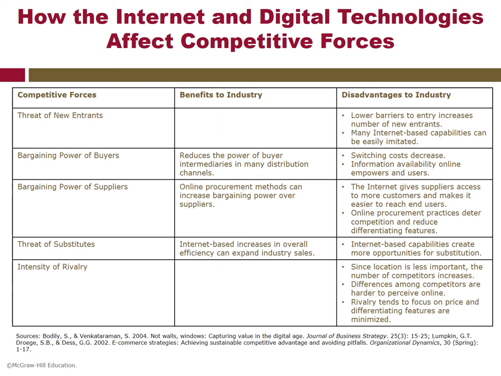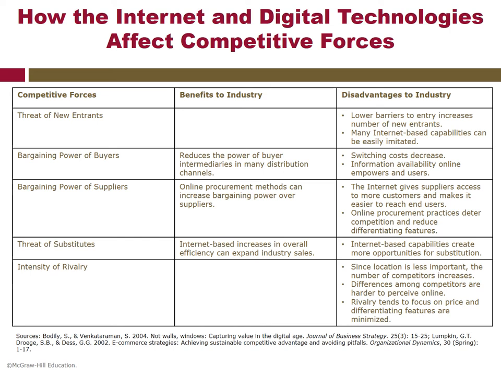Another one is the effect of the internet on the bargaining power of buyers. It could reduce the power of buyer intermediaries in many distribution channels because nowadays there are a lot of online sellers. And the disadvantage is that buyers could switch from one supplier to another. If you compare the price of Coupang to Gmarket, there's a little difference. So it would really affect the bargaining power of the consumer.